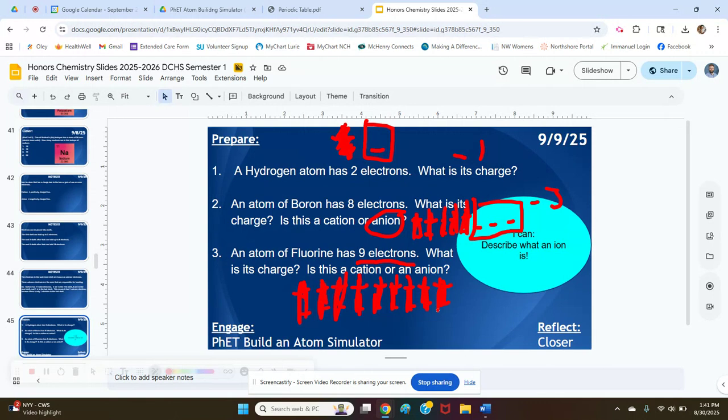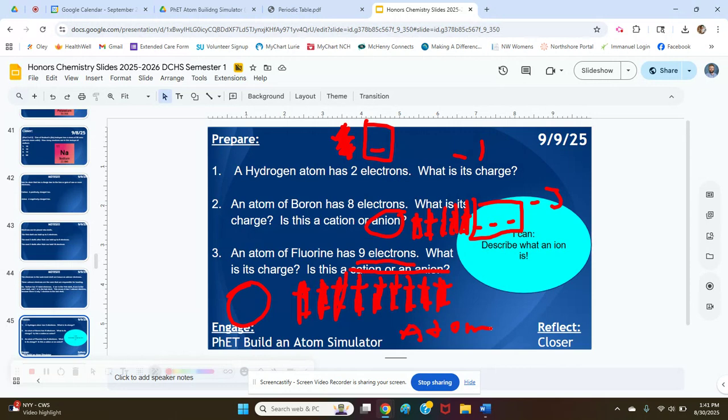And the question is, what's the charge? Well, everything canceled. So there is no charge. It's a charge of 0. Is it a cation or anion? It's neither. It's just what's called an atom because there is no charge. Okay? Everything canceled out, and that's totally fine. Everything can cancel out. All right.